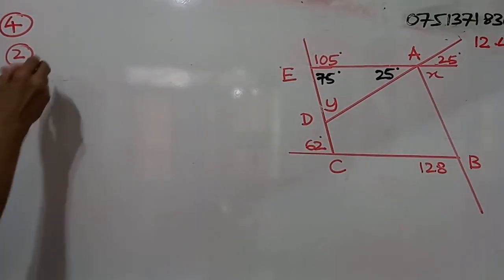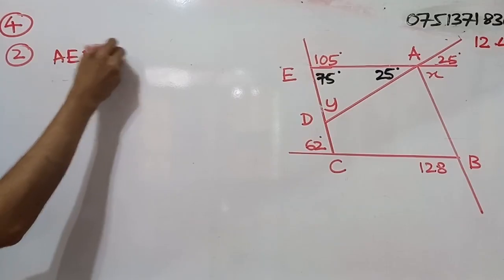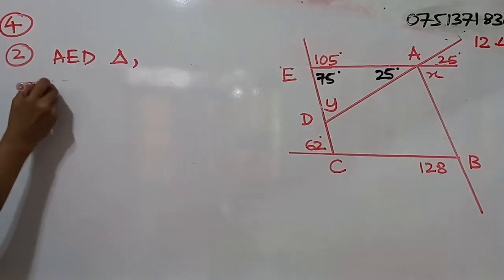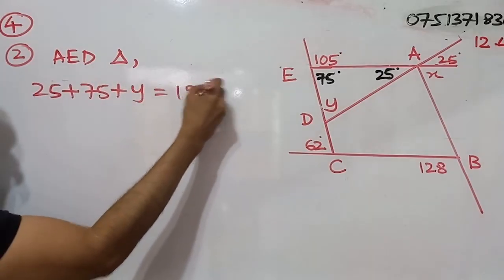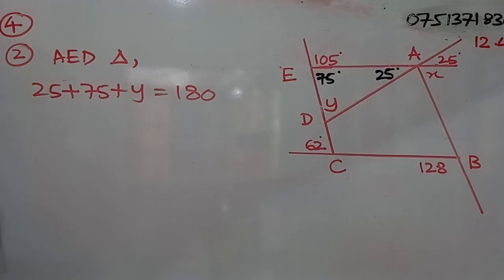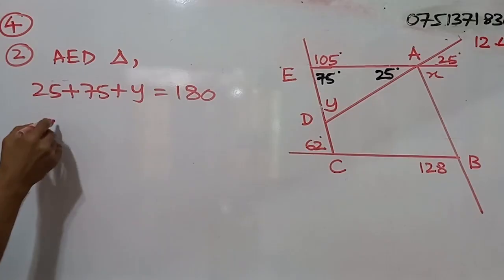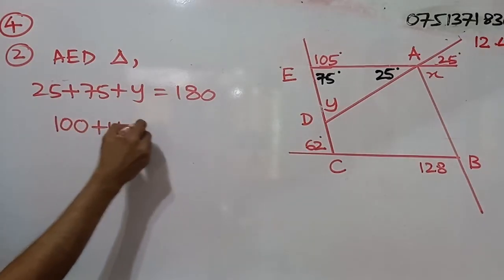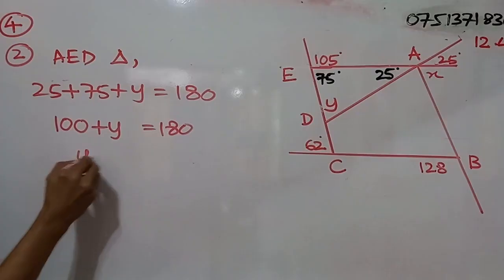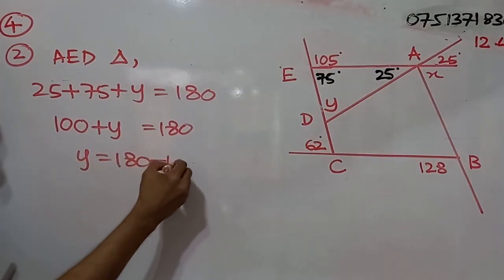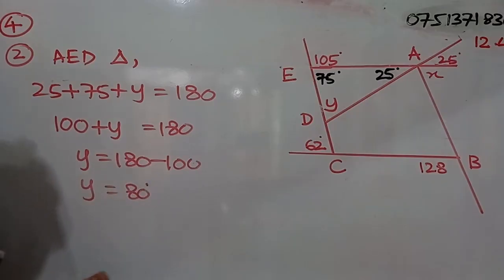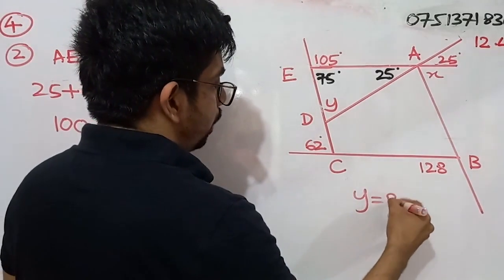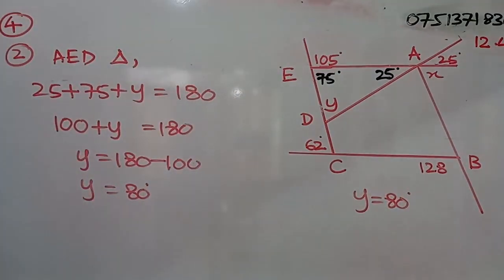Okay. So for AED triangle, we can write down 25 plus 75 plus Y, that is equal to 180 degrees. What is the reason? Sum of internal angles of a triangle. So 25 plus 75, that is 100. 100 plus Y, that is equal to 180. Y is equal to what? 180 minus 100. So Y is what? 80 degrees. So here the value of angle Y, that is 80 degrees.